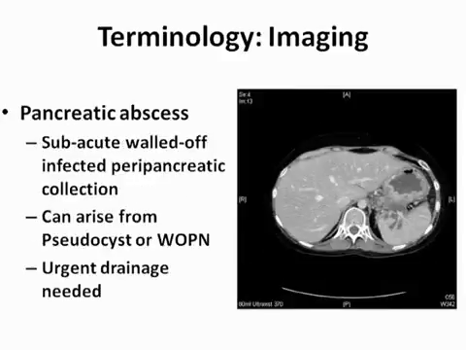In this slide, we see a walled-off fluid collection. However, there is a low attenuation area suggestive of air in the fluid collection, and this is typical of a pancreatic abscess. These can arise from a pseudocyst or in walled-off pancreatic necrosis. Urgent drainage is typically needed.